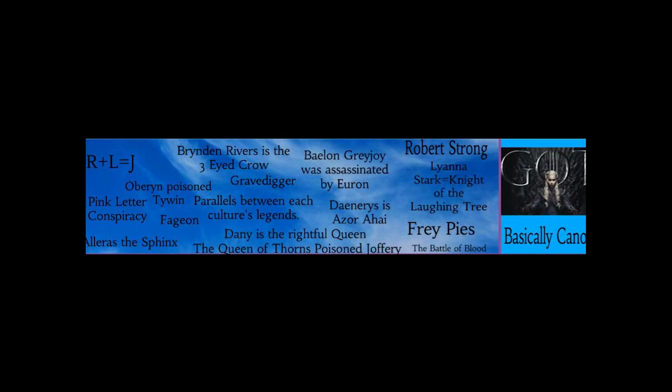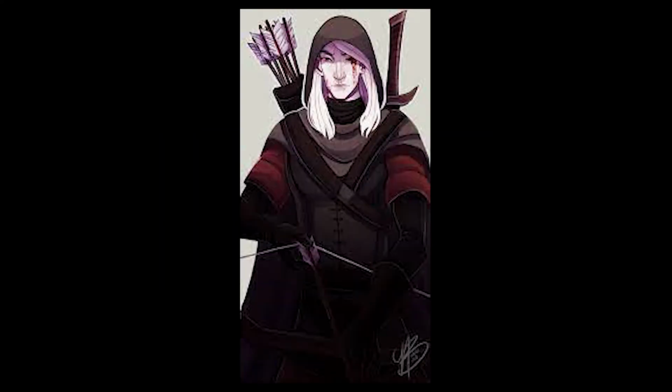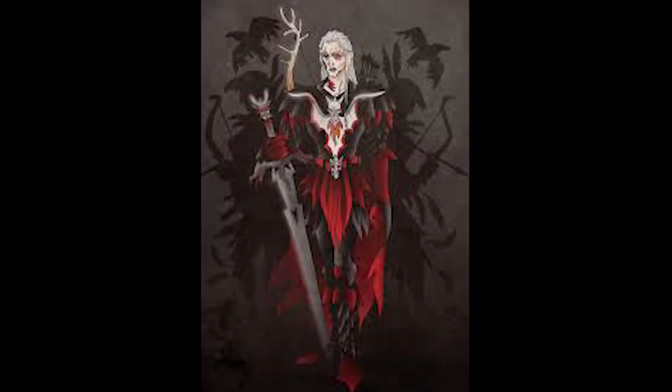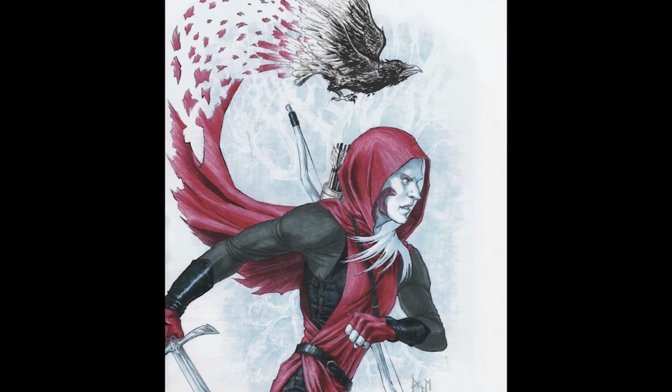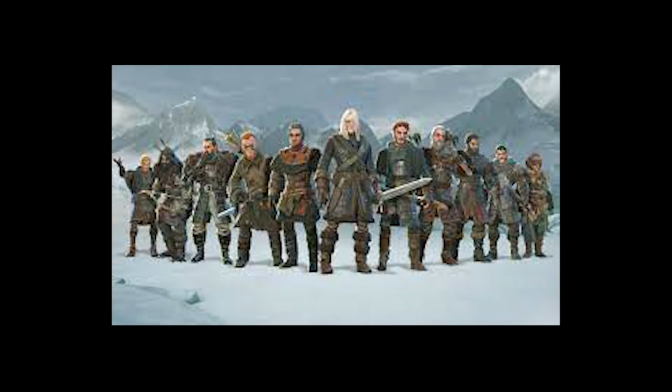Brynden Rivers is the Three-Eyed Crow. I mean, yeah, it's pretty much explicitly said. I'm pretty sure Bran even comes out and says it in A Dance with Dragons. But it's not 100% explicit, so I guess there's other possibilities, and we'll get to them further down the iceberg. But I don't think that this is wrong by any means. Brynden Rivers, he was the Lord Commander of the Night's Watch for a long time before he disappeared to go north of the Wall. So no one ever knows what happens to him. So it's relatively possible that he became a tree man up there.